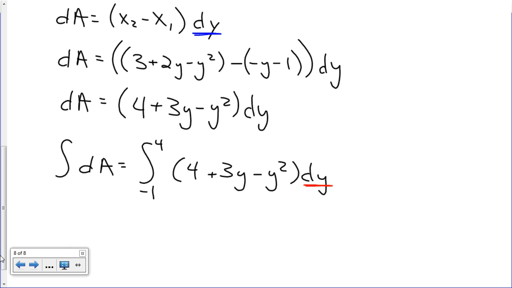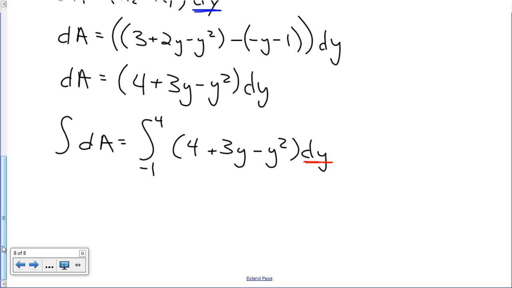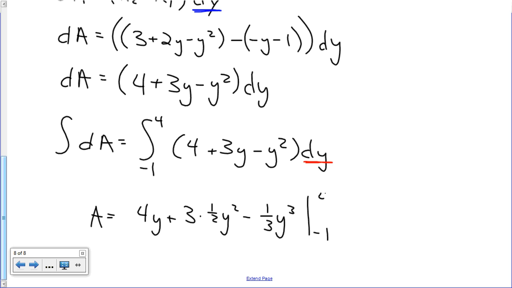All right, let's evaluate this using the fundamental theorem now. On the left side, when we integrate dA, we get A, the area of the region we're looking for. On the right-hand side, integrating term by term, the integral of 4 with respect to y, that's got a dy there, so that's going to be 4y, not 4x, but 4y, plus 3 times 1/2 y squared minus 1/3 y cubed. And we're evaluating that from negative 1 to 4. Sometimes if the function is pretty nice to work with, we just simply evaluate it right here and get our result.